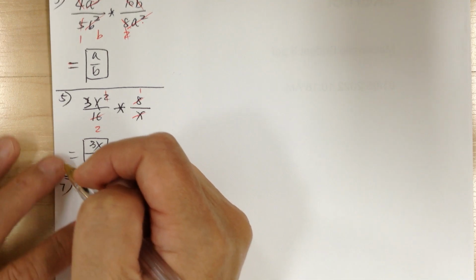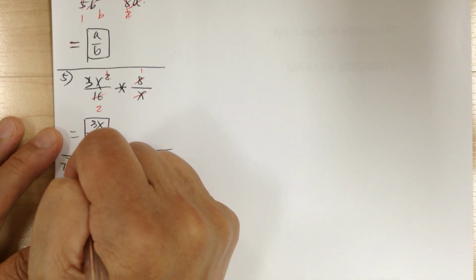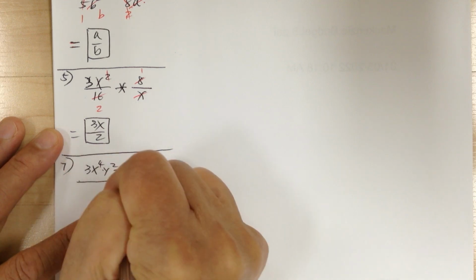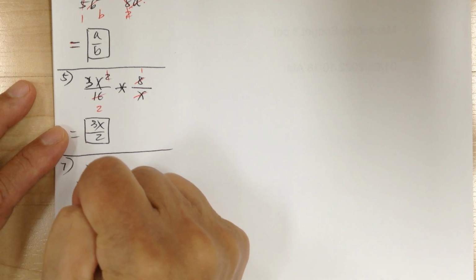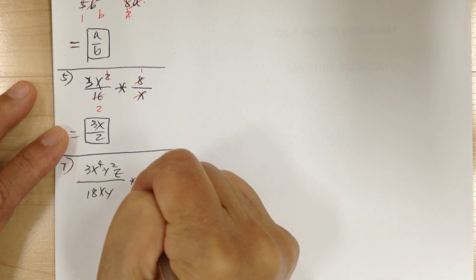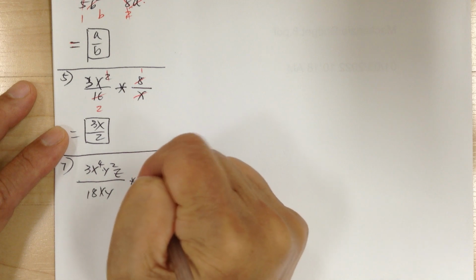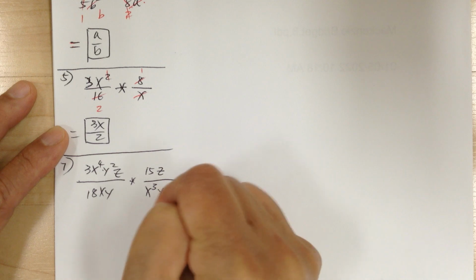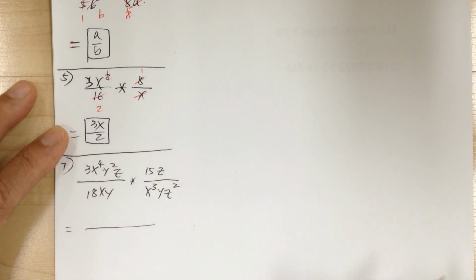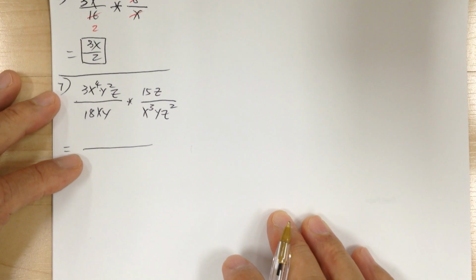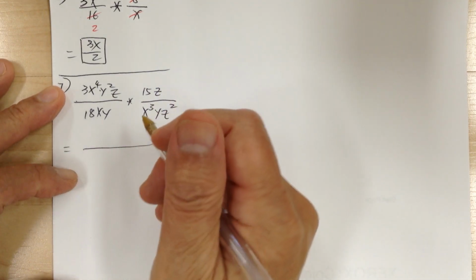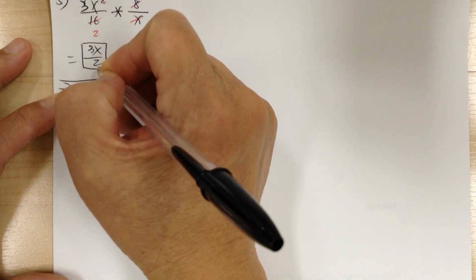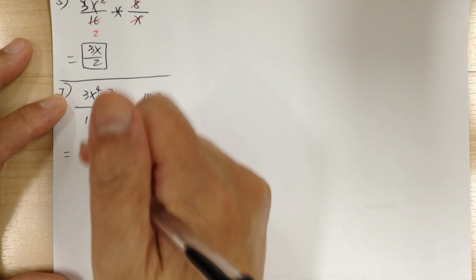Okay, number 7. You have 3x to the 4, y squared z over 18xy times 15z over x to the 3 y z squared. Okay, so when things start to get complicated, what you want to do is cancel and write it down. Instead of doing what we did before, cancel everything and write. When it gets really messy, you want to cancel and write it down.